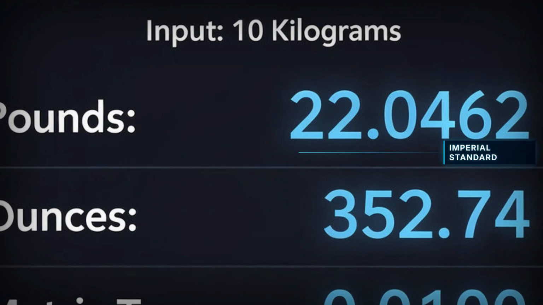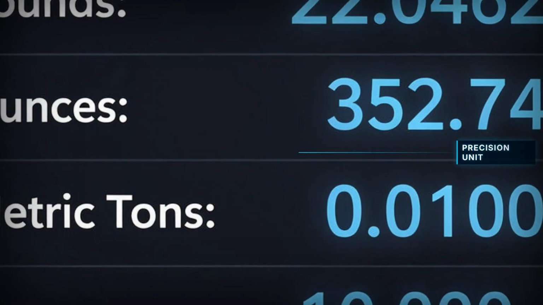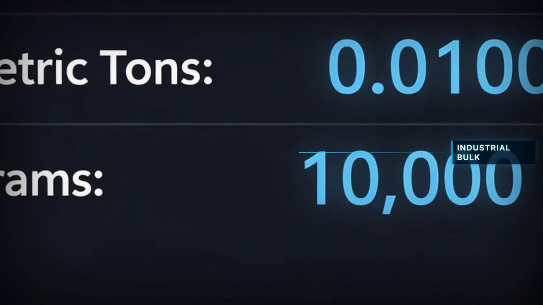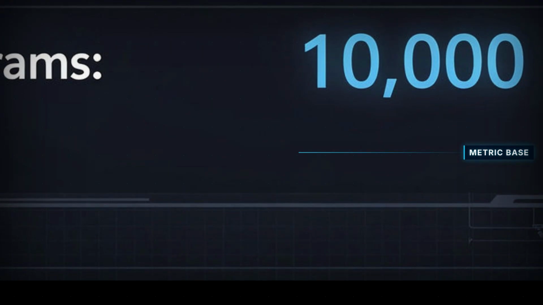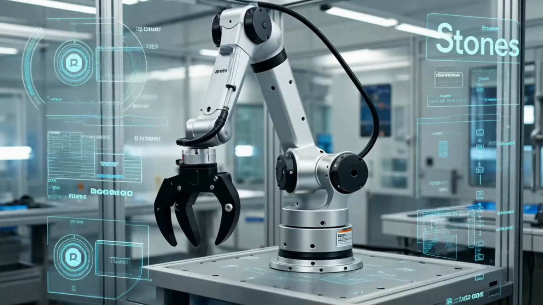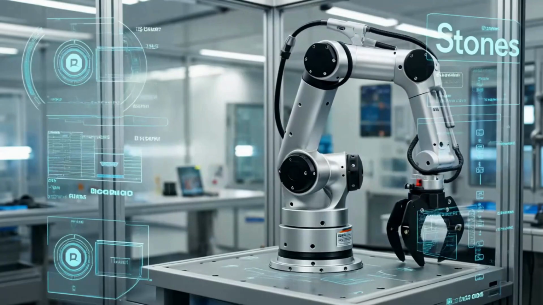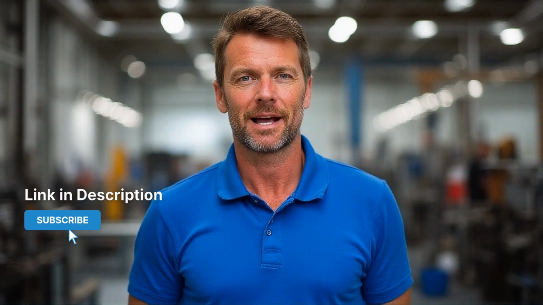The ounces conversion appears next, followed by the metric tons value, which will be a small decimal since 10 kilograms is much less than a ton. The grams conversion shows a larger number since grams are smaller than kilograms. You'll also get conversions to stones, short tons, and long tons, giving you a complete set of mass equivalents across metric and imperial systems. This tool eliminates manual conversion calculations for engineering applications.